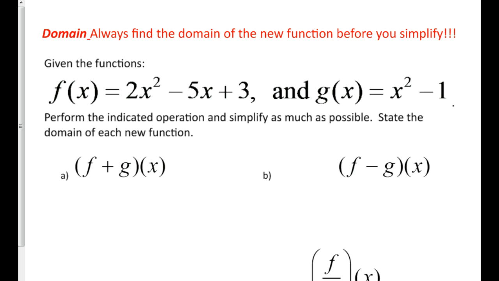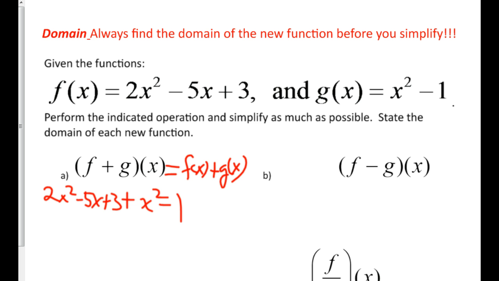Now let's take a look at this first problem. I want to do f plus g of x. Well, as I said, that just means f of x plus g of x. So does it make sense that I'm going to take the f equation, the 2x squared minus 5x plus 3, and just add it with the x squared minus 1? Now realistically, I should be putting parentheses around the first and the second. But the reality is with the math, addition doesn't really need parentheses. So a lot of times, just so that we don't complicate things, we don't show the parentheses.